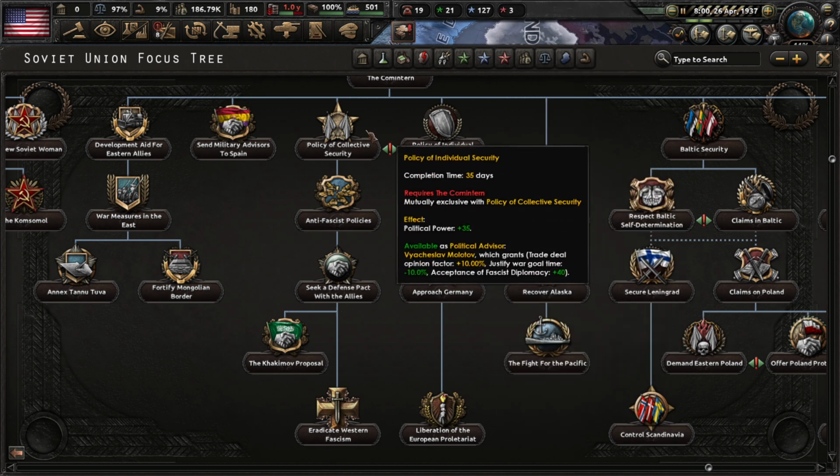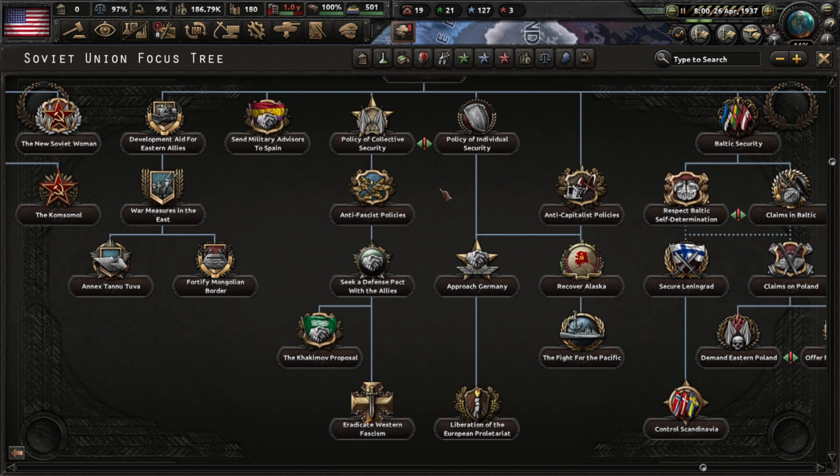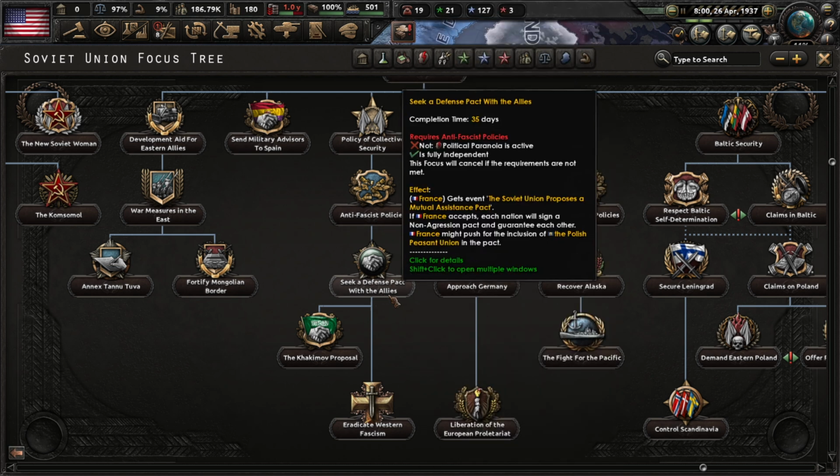Historically, the Soviets went collective security. Maxim Litvinov, who was a Jewish member of the Soviet administration, was the foreign minister first. Jewish is important because he was very anti-Nazi, because he recognized the Nazis had plans to kill Jews. He was very suspicious of Hitler because he'd actually read a little bit of Mein Kampf and was aware of what he was dealing with. So he pursued anti-fascist policies and tried to form a defensive pact with France historically.